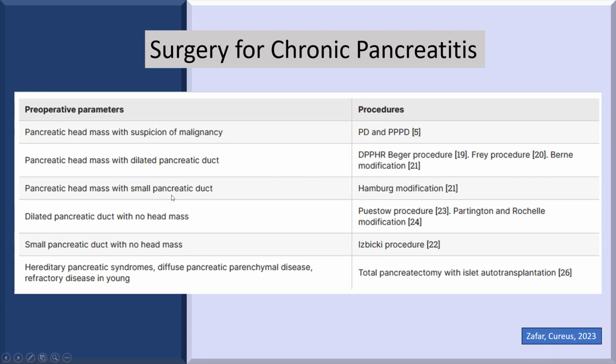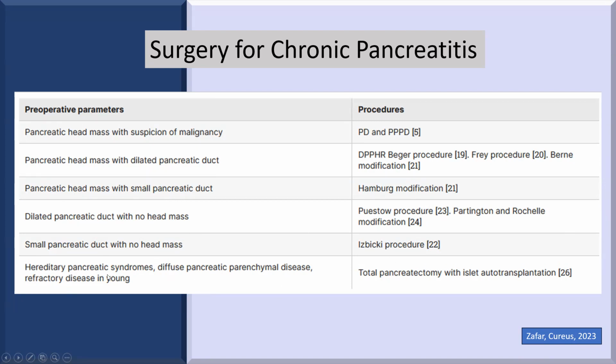Head mass with a small pancreatic duct: Hamburg modification, which is a kind of expansion. You cut a wedge of the anterior pancreas onto the duct so that in effect it becomes a bit bigger, and then you can do a pancreaticojejunostomy. Dilated pancreatic duct with no head mass: this is one of the commonest conditions that we see. You do a Puestow and its modifications. Small pancreatic duct with no head mass: again, a modification of that to drain the duct.